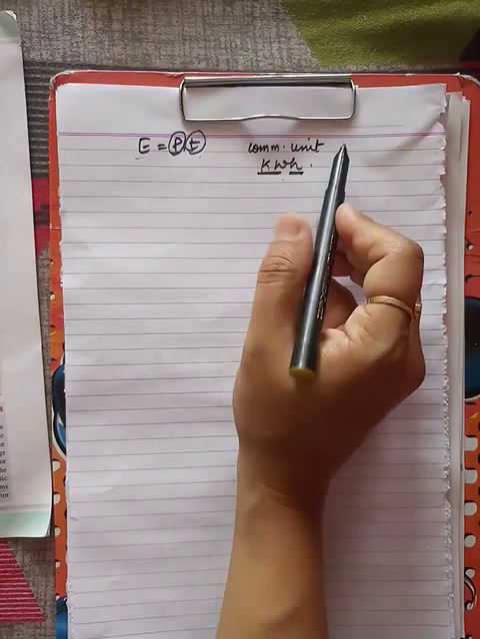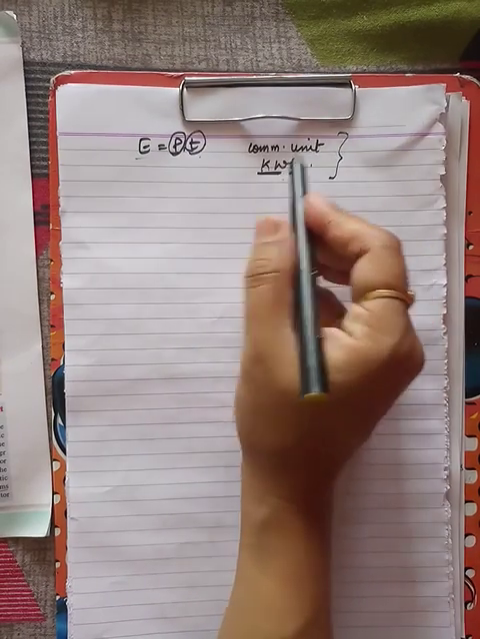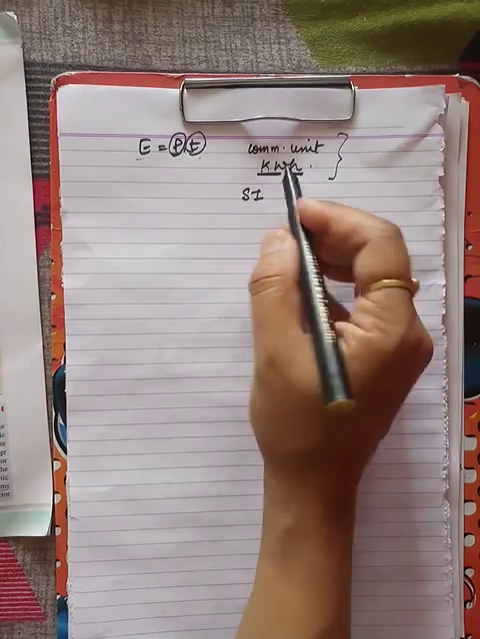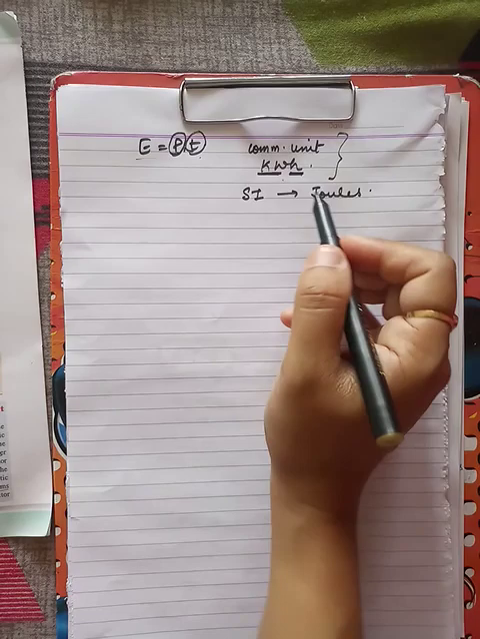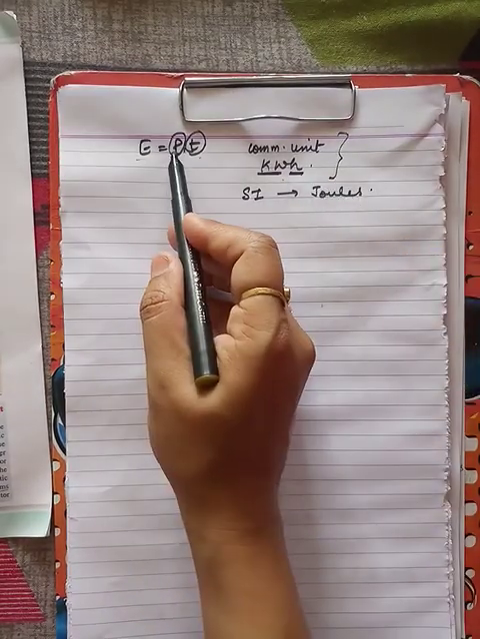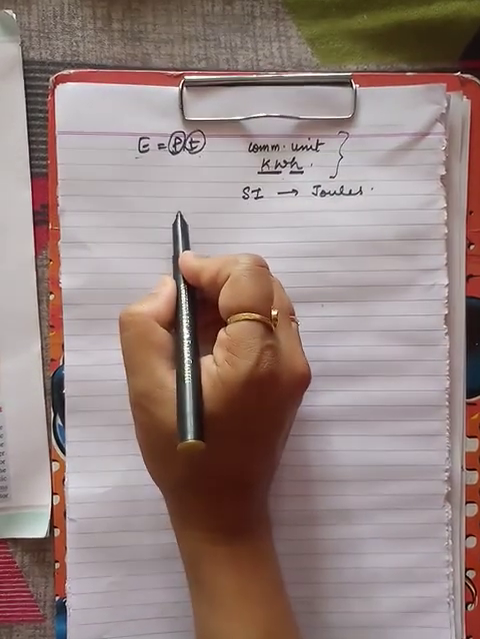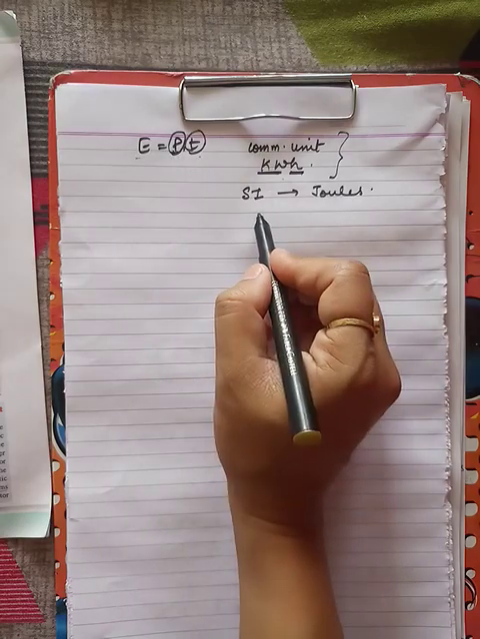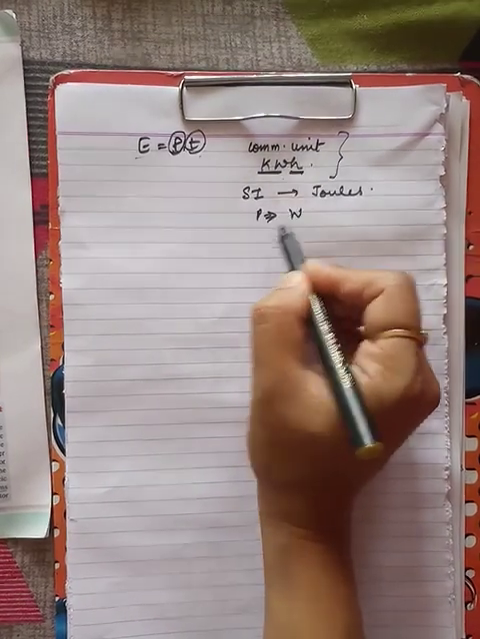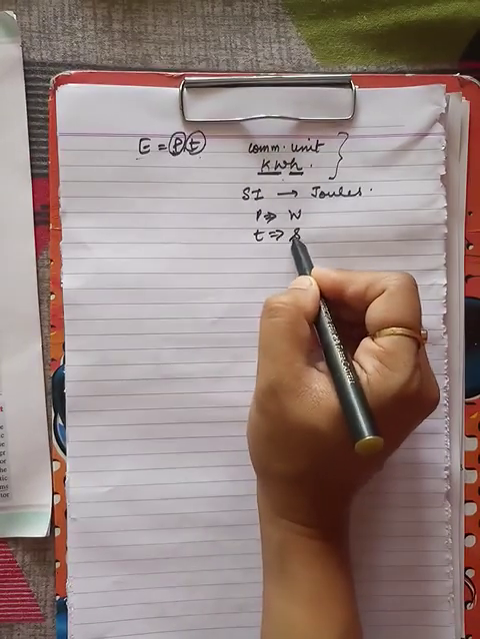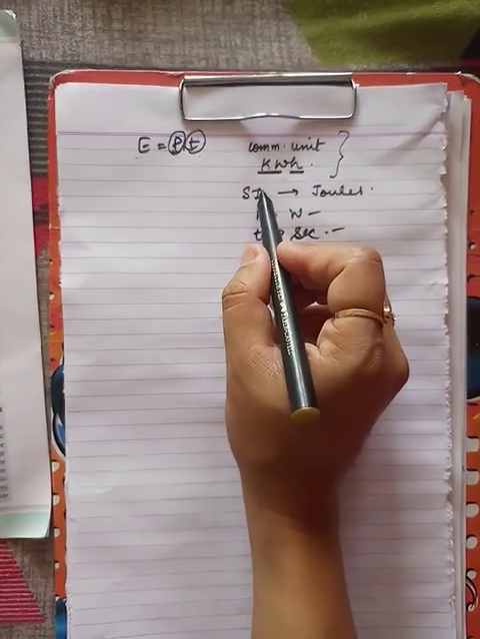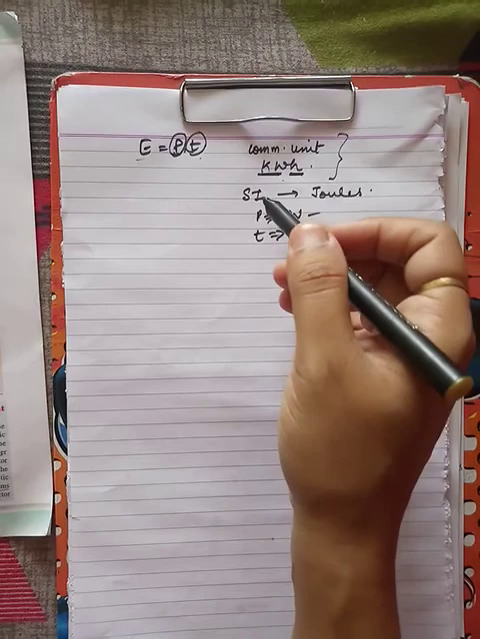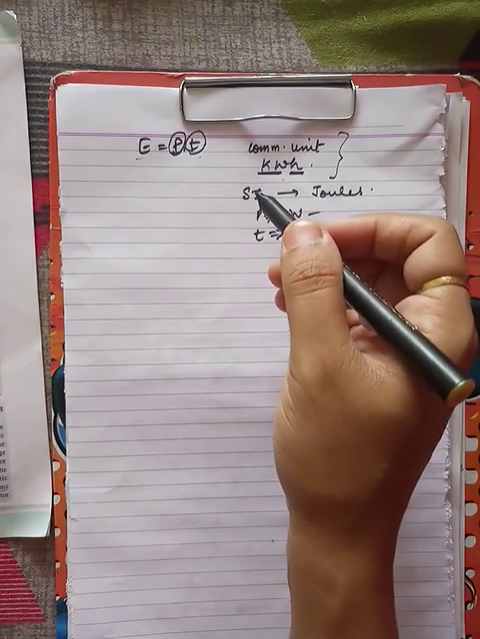Then only we can use this commercial unit, or we can use the SI unit for energy consumption, that is joules. If we are using joules, then power is in watt and time should be in seconds. So watt second is the SI unit. Okay, so let's consider one example of the question.